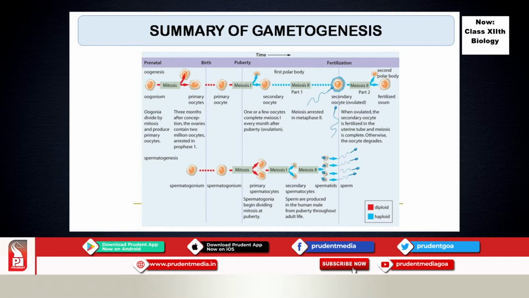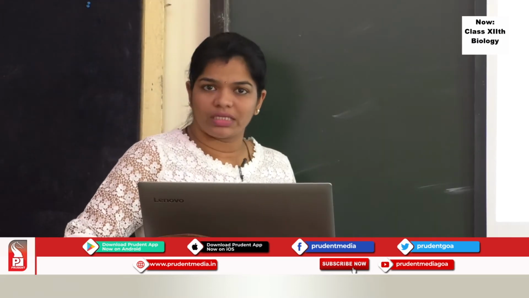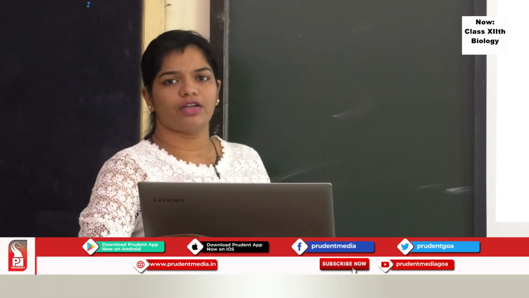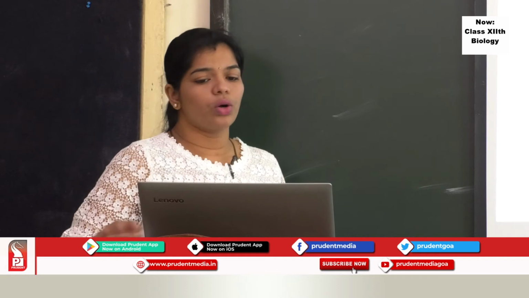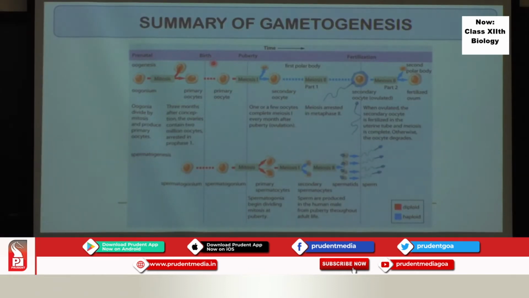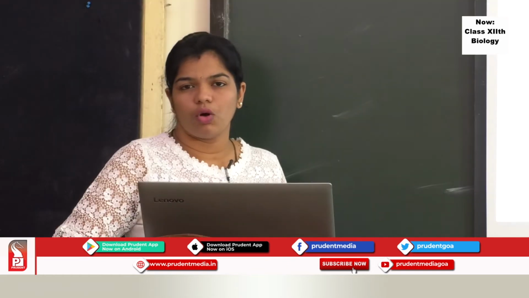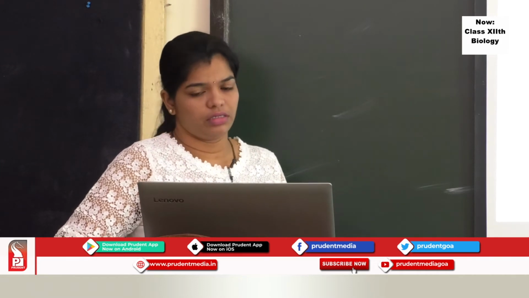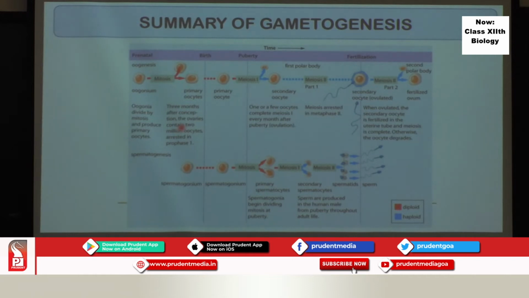And these primary oocytes enter meiosis, but they get arrested in the first part of meiosis 1, that's prophase 1. So when the female child is born, they have primary oocytes in the ovary which are arrested at prophase 1. When the female reaches puberty, it completes meiosis 1 to form the secondary oocyte. By the 3rd month of pregnancy, a female fetus has around 1 million to 2 million oocytes arrested in prophase 1.